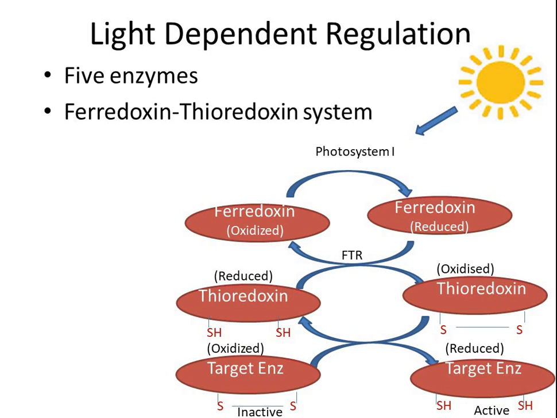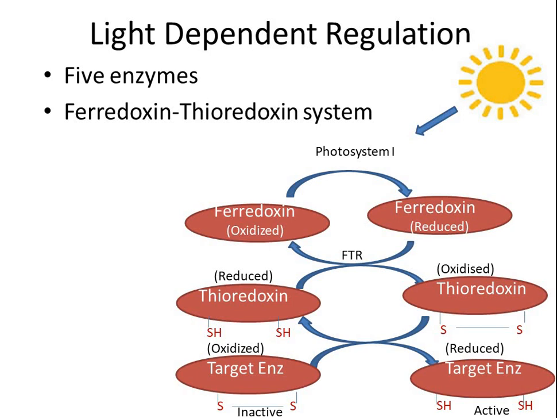Five light-regulated enzymes operate in the Calvin cycle. Number 1, Rubisco. Number 2, NADP-dependent glyceraldehyde 3-phosphate dehydrogenase. Number 3, fructose 1,6-bisphosphatase. Number 4, sedoheptulose 1,7-bisphosphatase. And number 5, ribulose 5-phosphate kinase. The last 4 enzymes contain one or more disulfide groups.